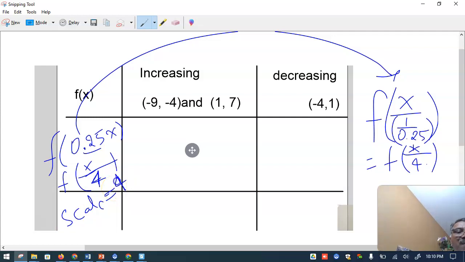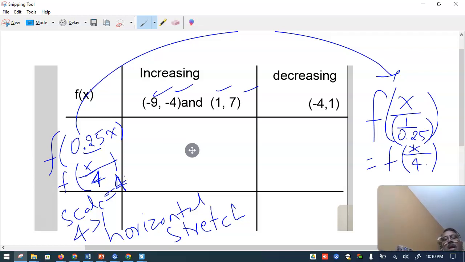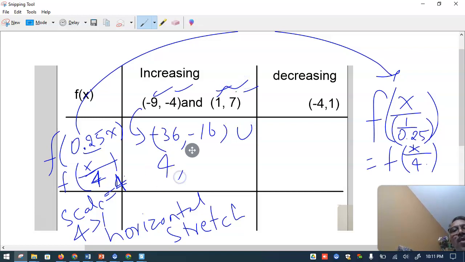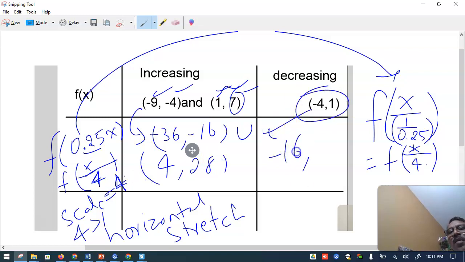So that's the 4 you're going to multiply to all these numbers. This 4 is greater than 1, so there is a horizontal stretch, horizontally stretched by a scale factor of 4. So everything gets multiplied by 4. So 4 times minus 9 is minus 36. 4 times this is minus 16. Union 4 times 1 is 4, and 4 times 7 is 28. That's it, you're done. And the same thing, 4 times negative 4 becomes minus 16, and 4 times 4 is 16, and you're done. That's all it is.